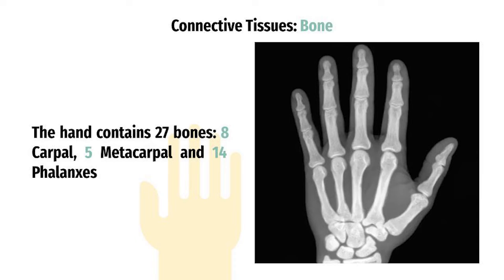The hand contains 27 bones that can be divided into three groups: the 8 carpal bones located in the wrist, the 5 metacarpal bones which support the fingers, and the 14 phalanges bones that make up the fingers. Each finger contains 3 bones: distal, middle, and proximal, except for the thumb which lacks the middle phalanx.